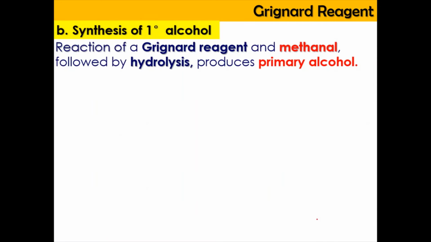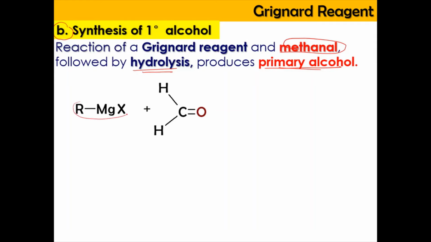Okay. Now we're going to focus on the synthesis of B. Okay, this synthesis means that we're going to produce a primary alcohol. So from the Grignard reagent, we can produce a primary alcohol by reacting it with methanal. Okay, and this is going to have another step, which is the hydrolysis step, in order to produce the primary alcohol. So first, we're going to start with a Grignard reagent. R here refers to the alkyl group. So this is the general formula, and this refers to the methanal.